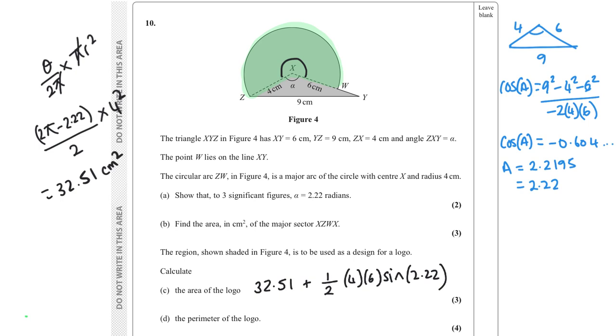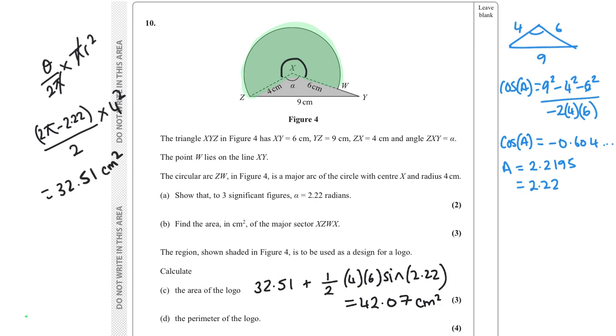32.51 plus half times 4 times 6 times sine of 2.22. 42.07. Yeah. Perfect. Okay then. Is it fine if I round it up to 42.1? Yes, it hasn't said for what we're doing.